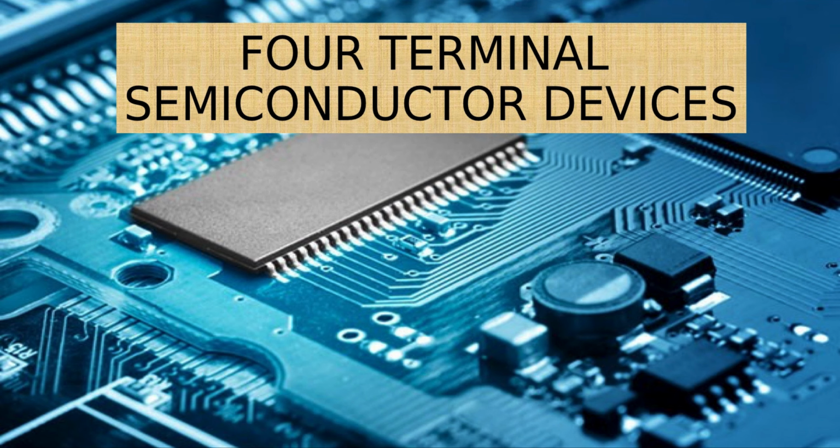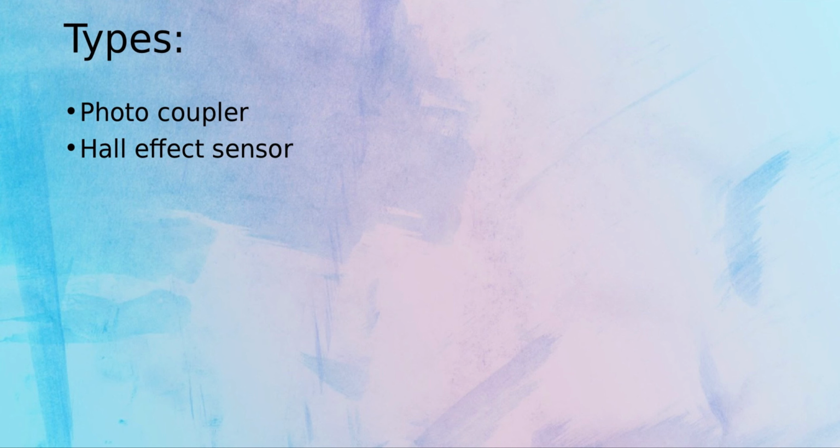Now in this lesson, I'm going to walk you through four-terminal semiconductor devices, which means these are devices that have four terminals through which current can either flow in or flow out of the device. Now there are two types of four-terminal semiconductor devices, a photocoupler and a Hall-effect sensor. We're going to focus more on a photocoupler in this lesson and learn more about the Hall-effect sensor in the next lesson.